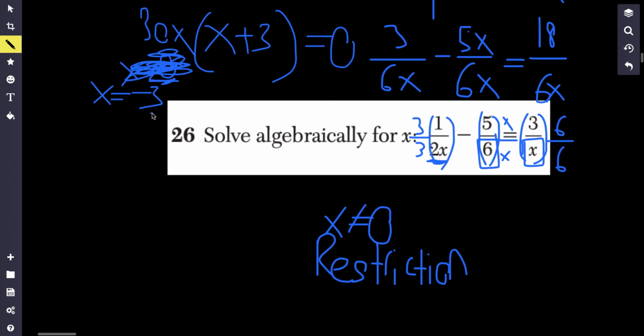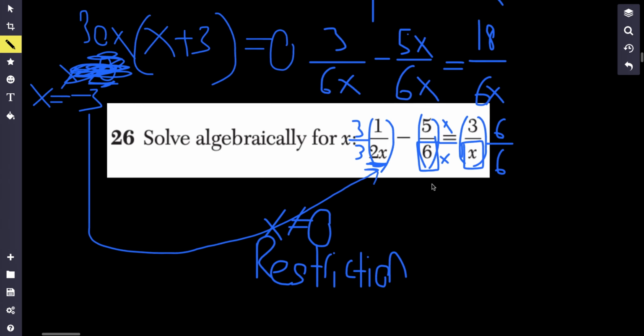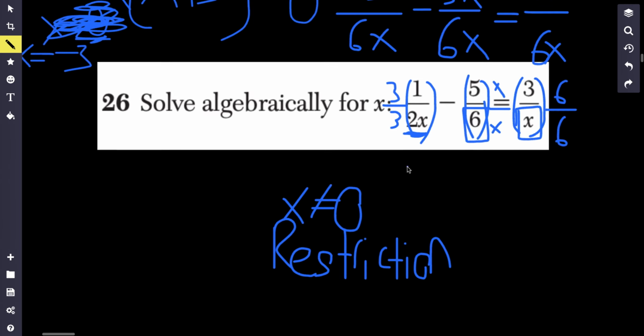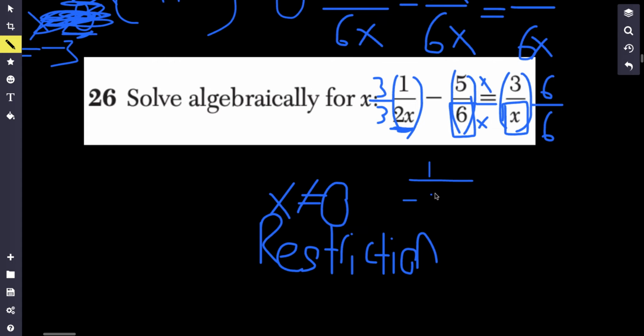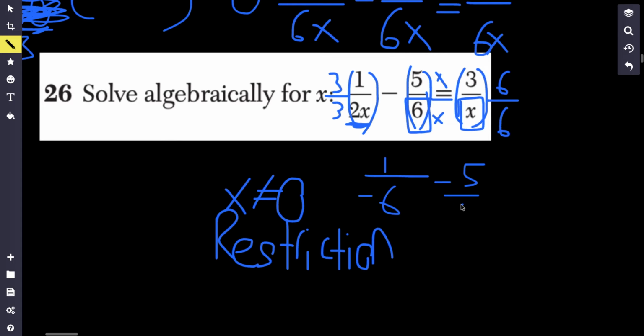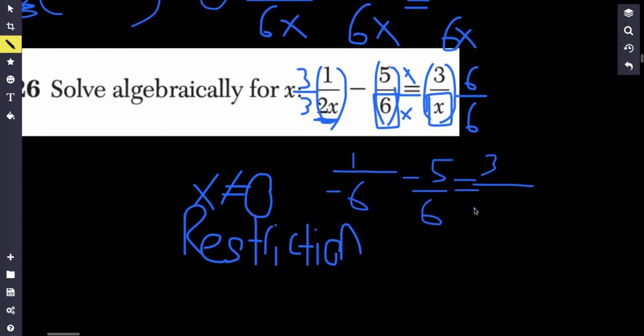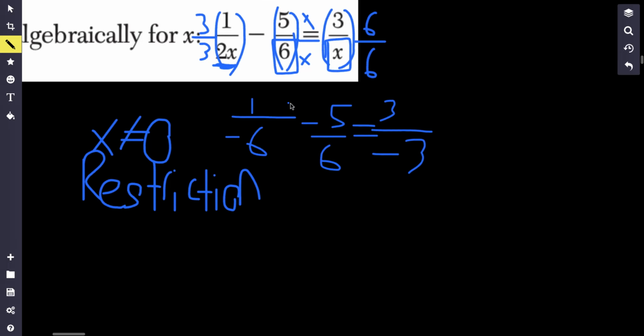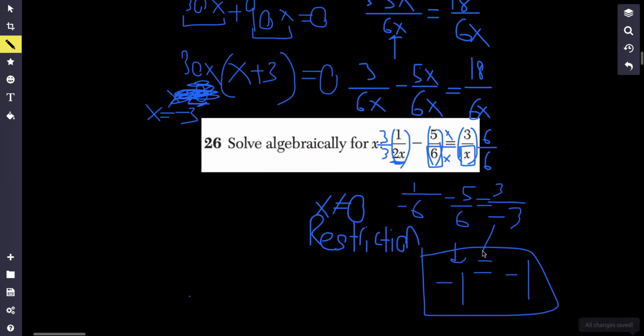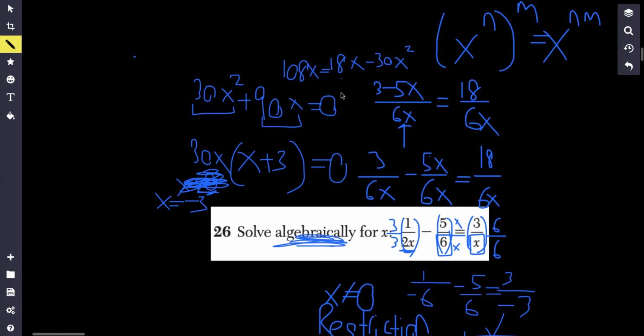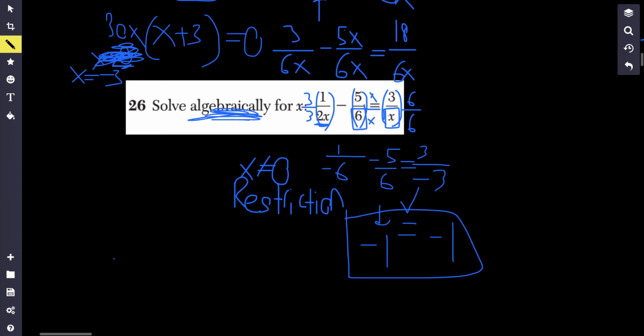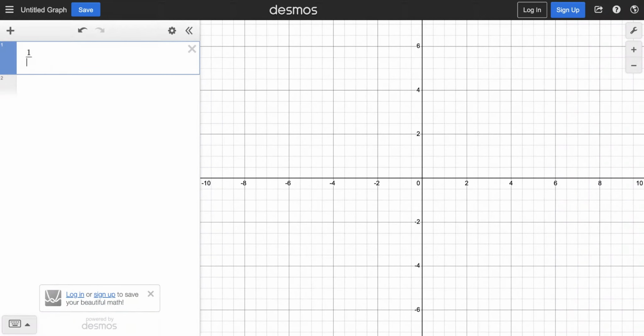And let's just check our answer with x is equal to negative 3 to ensure that we get the correct answer. So I have 1 over negative 3 times 2, which is negative 6, minus 5 over 6 is equal to 3 over negative 3. Now, negative 1 over 6 minus 5 over 6 is just negative 1, and negative 3 over negative 3 is just negative 1. So we get negative 1 is equal to negative 1, which is true, meaning that we have the correct answer. And of course, once again, it says solve algebraically, meaning that we have to show all of this work, but you can once again check the answer with a graphing calculator.